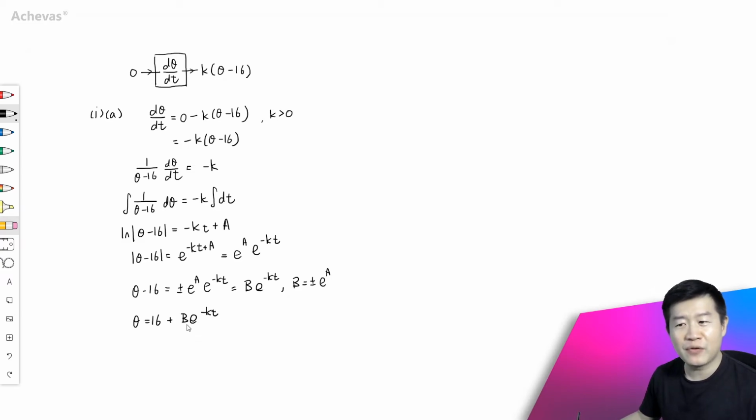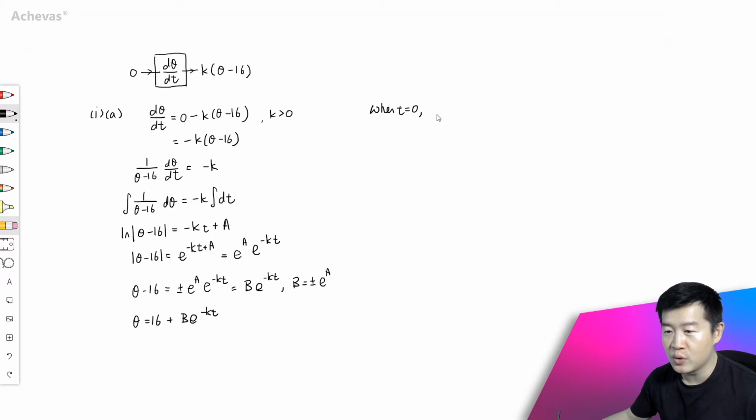Let's see whether there's any way for us to solve for b and to solve for k. According to the question, the temperature is going to fall from 80 degrees Celsius to 32 degrees Celsius after 30 minutes. So making use of this piece of information, when t is equal to 0, theta is 80 degrees Celsius. So subbing into here, we have 16 plus b e to the power of 0, which is 1. So this is equal to 80. So we'll be able to get a value for b. b is equal to 64.